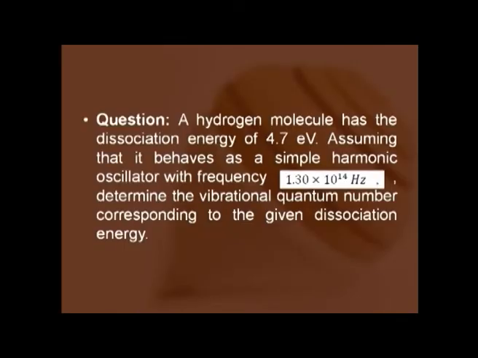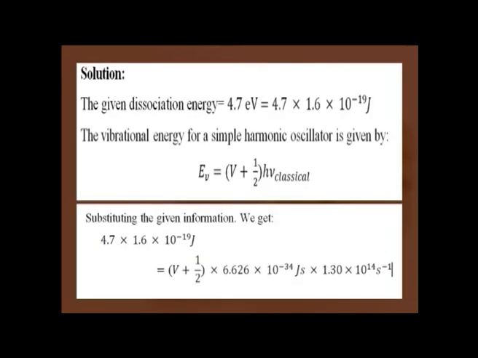Now let us do a simple question. A hydrogen molecule has a dissociation energy of 4.7 electron volts. Assuming that it behaves as a simple harmonic oscillator with frequency 1.30 into 10 to the power 14 Hz, determine the vibrational quantum number corresponding to the given dissociation energy. Let us see how we can solve this question.